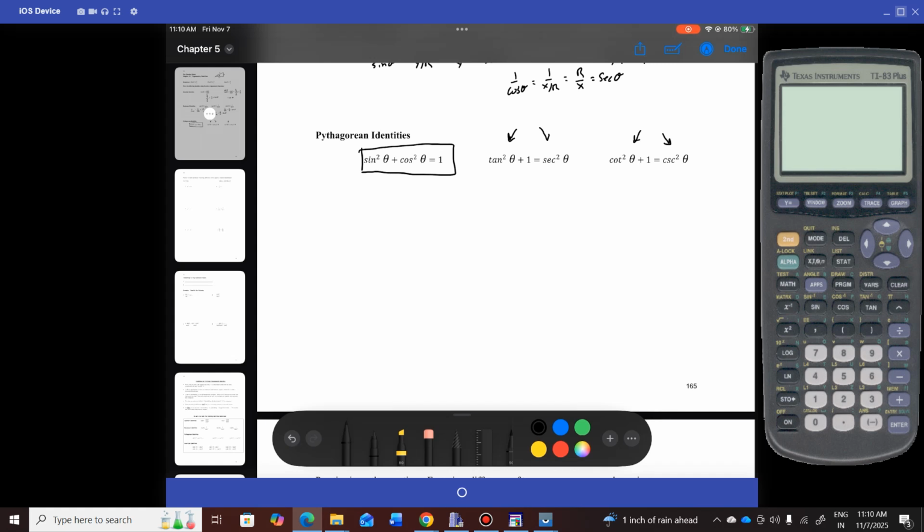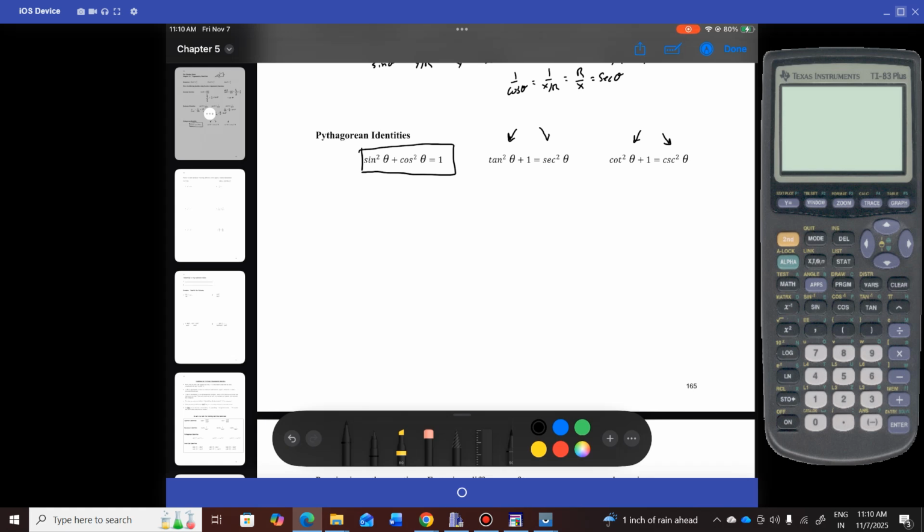In each of these, notice the tangent is squared and the secant is squared, and the cotangent squared and the cosecant squared. That's important. I've seen a lot of people see tangent plus 1 and start thinking, well, that's secant. That's not necessarily true. This has to be tangent squared plus 1 equals secant squared.